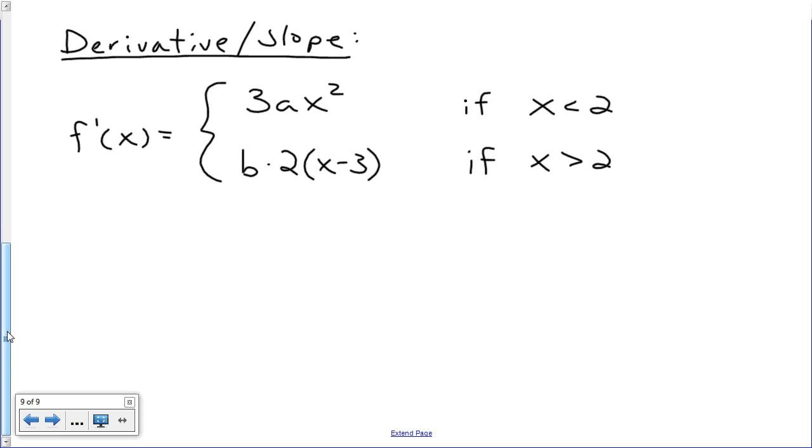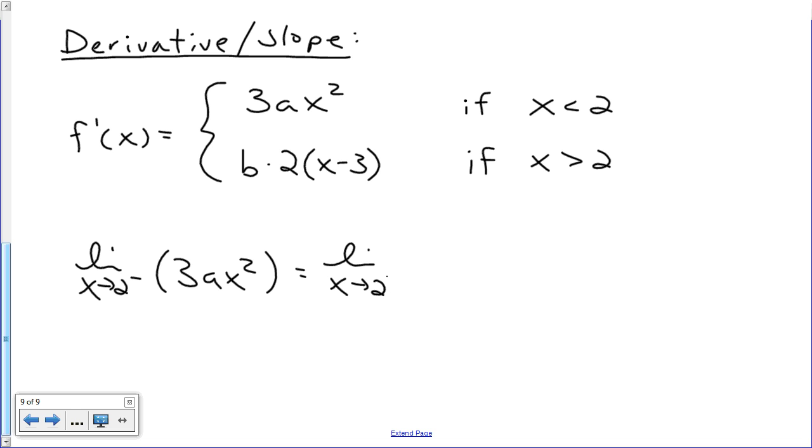All right. Now, we have to do the same thing that we did up above for continuity, but we have to do this now on the derivative. So in other words, I've got to take the limit as x goes to 2 from the left side, which is going to be the 3ax squared, and I've got to force it to be equal to the limit as x goes to 2 from the right side of, I'm going to write it as 2b times x minus 3. I could write it as b2, I guess, if I wanted to, as I have up above, but usually we put that constant out front.